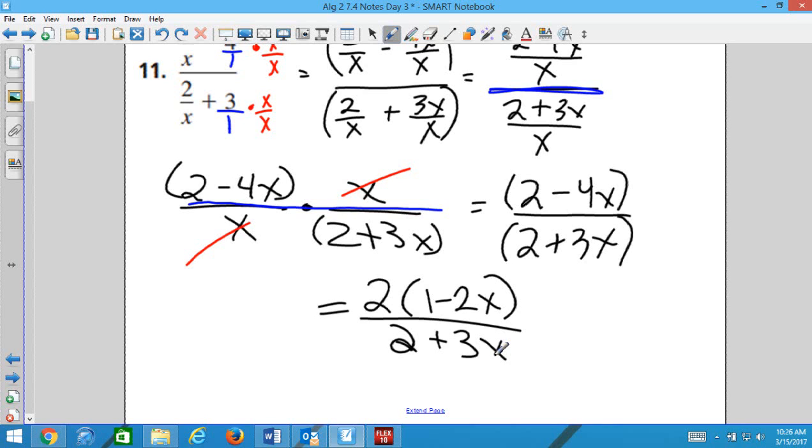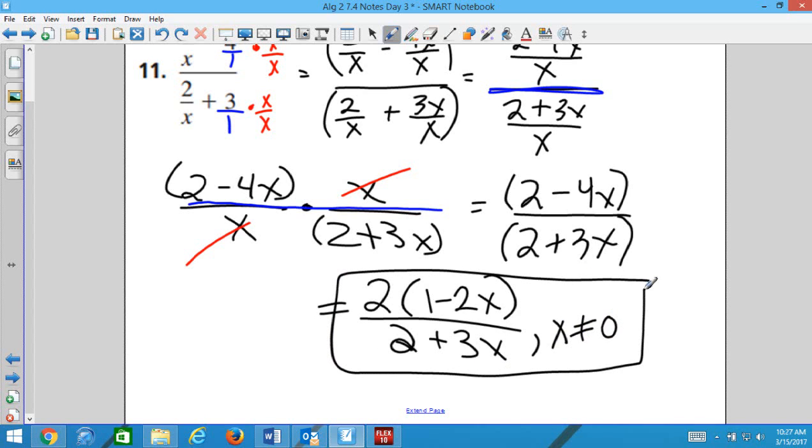Do we have any restrictions, any exclusions in the original? 0. Yeah, 0. Is that an exclusion for this one? No. So we have to include it. x would be by itself in the denominator if it was an exclusion for 0.